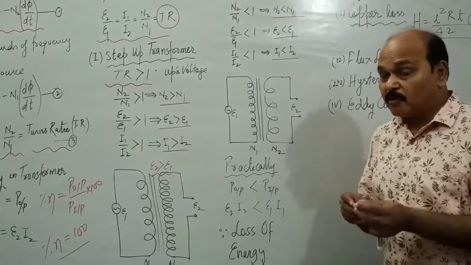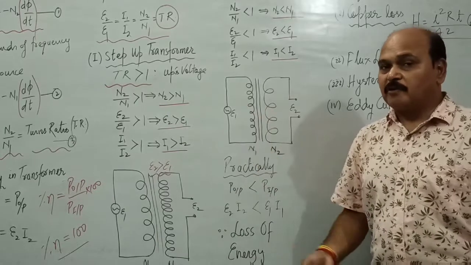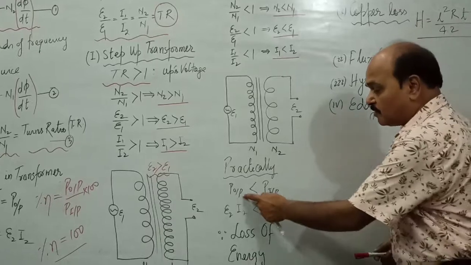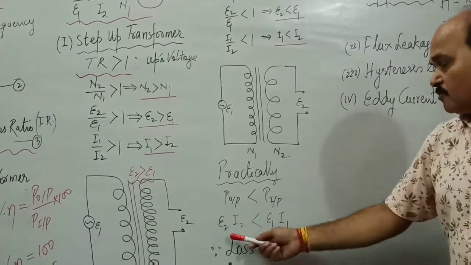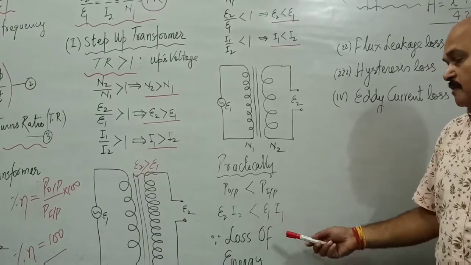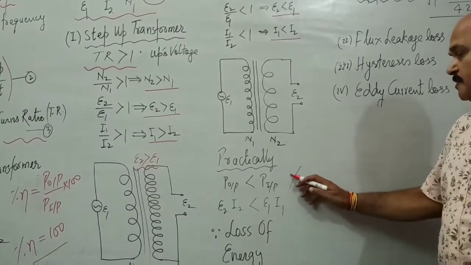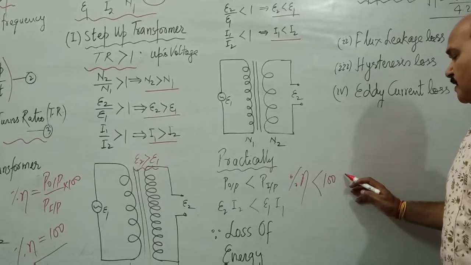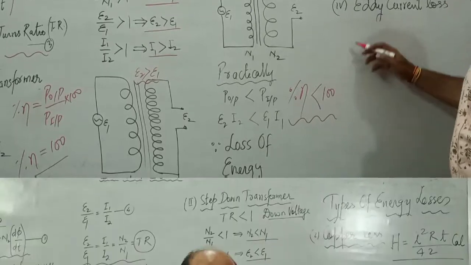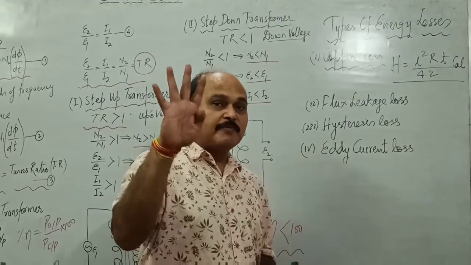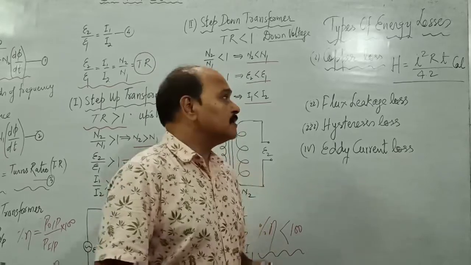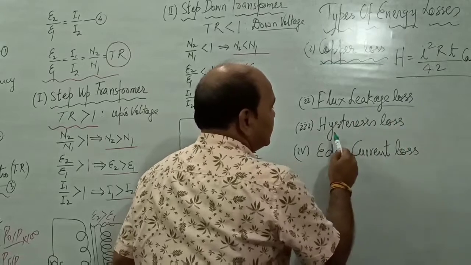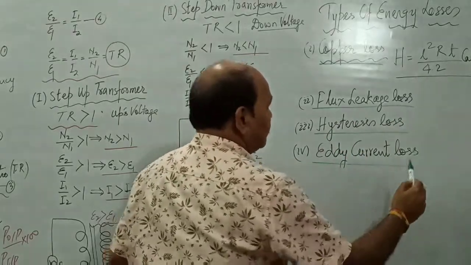Why? Because there are always various types of losses of energy. And because of various types of losses of energy, power output is always less than power input. E2 I2 is less than E1 I1. And as a result, percentage efficiency of a transformer is always less than 100. So what are these various types of losses? We'll deliberate on them. There are 4 types of major energy losses. They are copper loss, flux leakage loss, hysteresis loss, and eddy current loss.